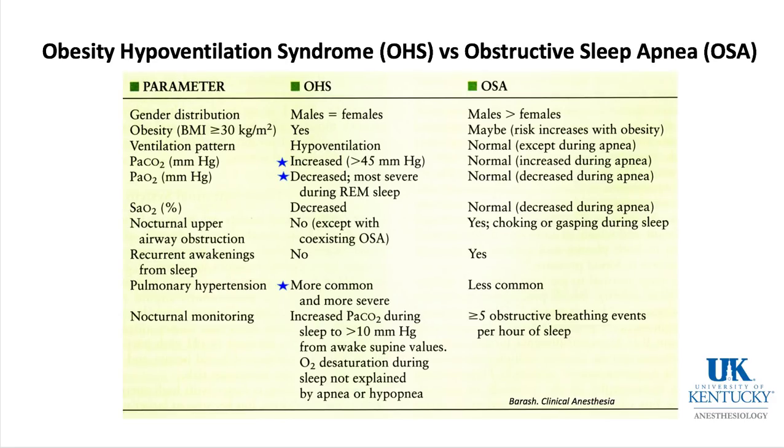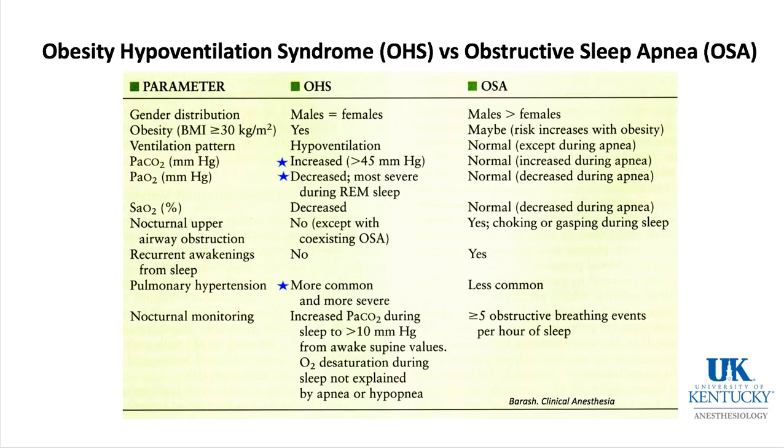Obesity hypoventilation syndrome versus obstructive sleep apnea. Let's look at obstructive sleep apnea first. That's the classic male patient who often is obese, who at nighttime has upper airway obstruction, and their significant other, spouse, whatever, says, yeah, in the middle of the night they gasp and choke and they wake up multiple times in the night and then they go back to sleep. So that is the classic obstructive sleep apnea patient.